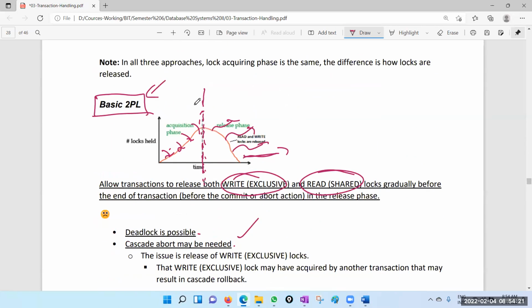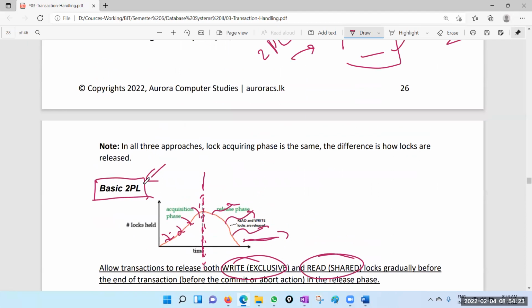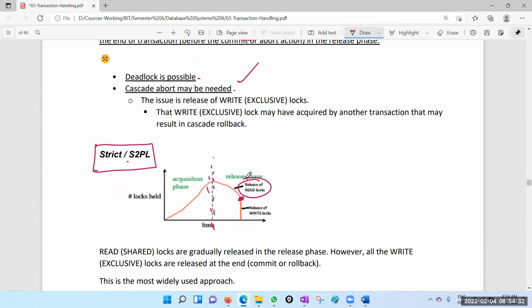It's stricter than this. This is very liberal two-phase locking because you release both read and write. We release both read and write in this second phase. But here we release only read locks, and write locks we release only at the end. Therefore, this is the strict version, strict two-phase locking.